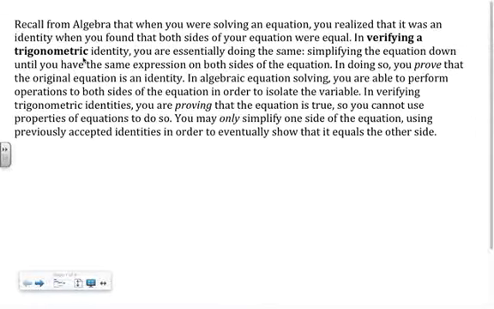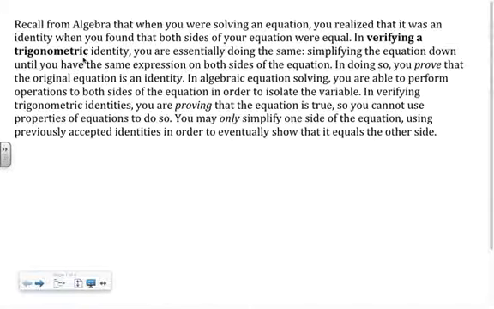In this lesson, we're taking those trig identities that we were using in the last lesson, and we're using them to verify a trig identity. So remember in algebra that when we solved an equation, we realized that it was an identity when we saw that both sides of the equation were equal. But we already knew that that was an equation. Here, we're trying to prove that it is a true equation. And so, again, kind of back and forth between algebra and the trig identity use that we're doing now.